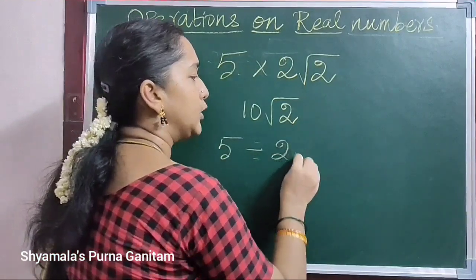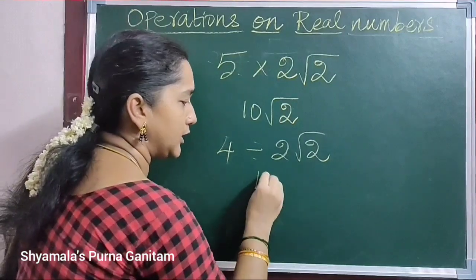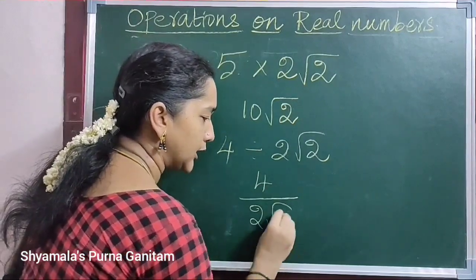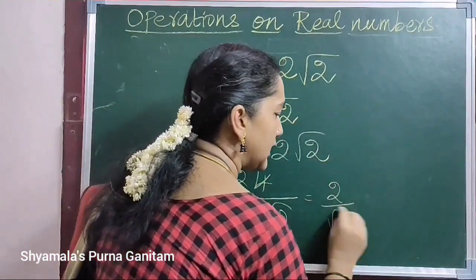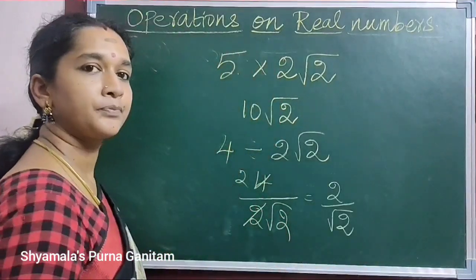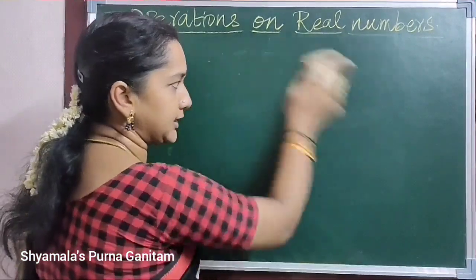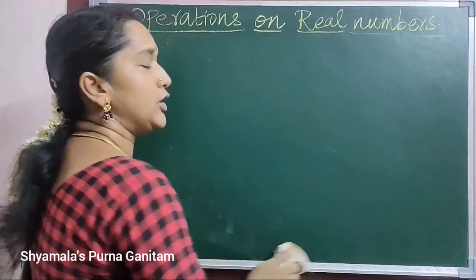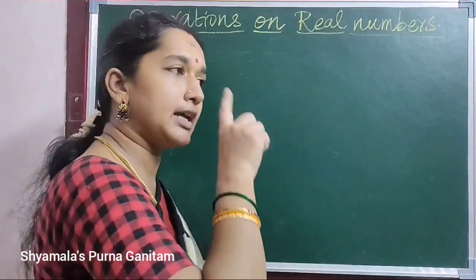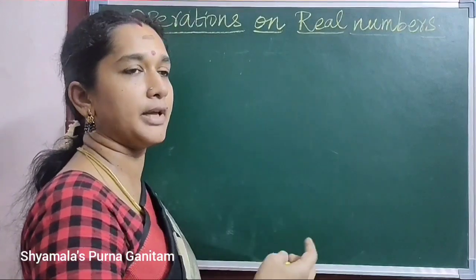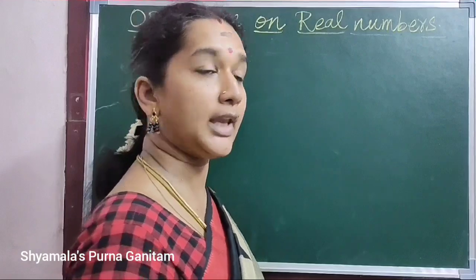5 divided by 2 root 2 or 4 divided by 2 root 2. When you divide it like this by 2 root 2, you can simplify only these whole numbers. You will get again an irrational number only. So this is the result for the first 2 points that I told. That is when you are finding addition, subtraction, multiplication, division of a rational and an irrational number, again you will get an irrational number only.